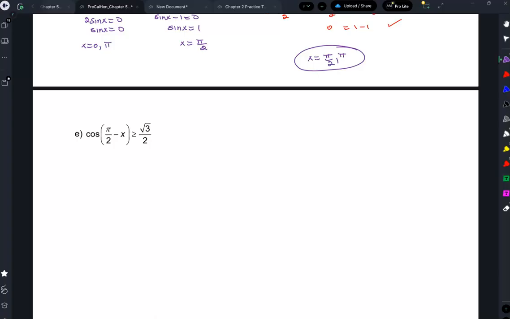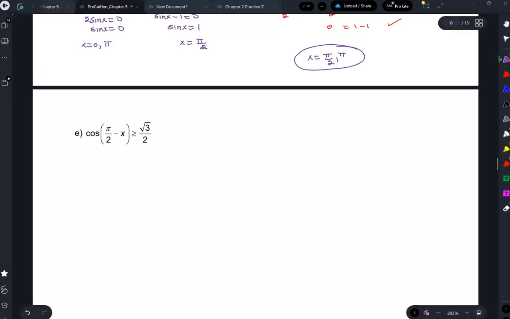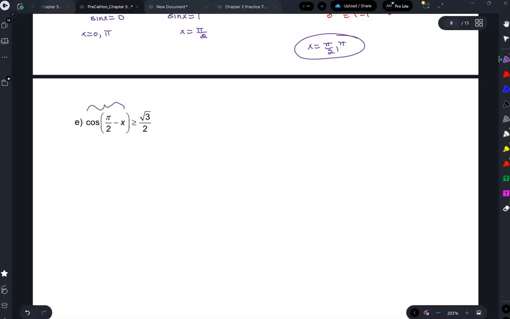Okay, next page. What I have now is cosine. Now it's an inequality. When it's an inequality, you know you're going to get a range of solutions, not just one answer. So cosine of pi over 2 minus x greater than or equal to root 3 over 2. First of all, what's cosine of pi over 2 minus x? That's sine of x. So I just rewrite this: sine of x is greater than or equal to root 3 over 2. So now I want to find all of the angles for which sine of that angle is more than root 3 over 2.